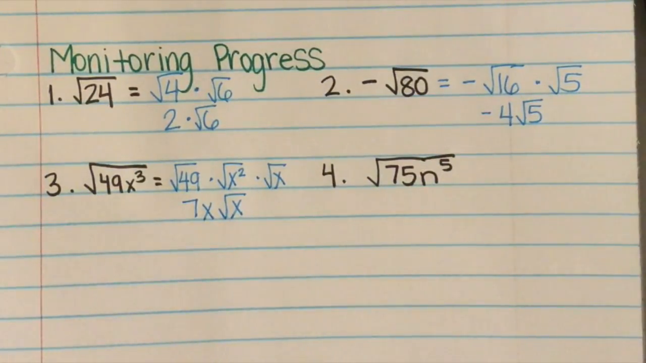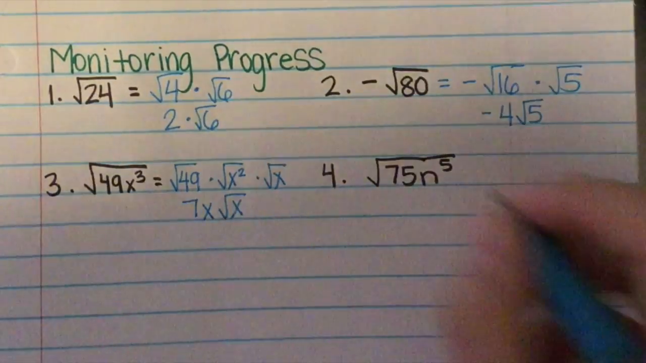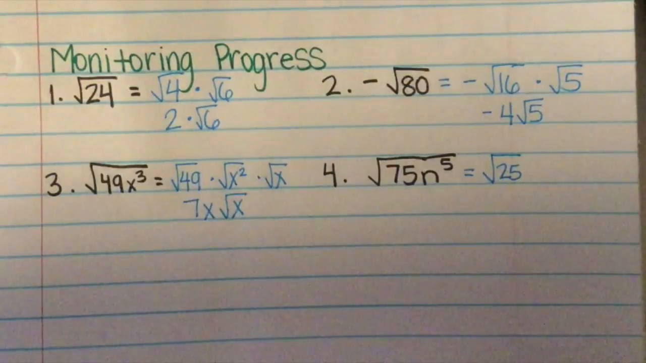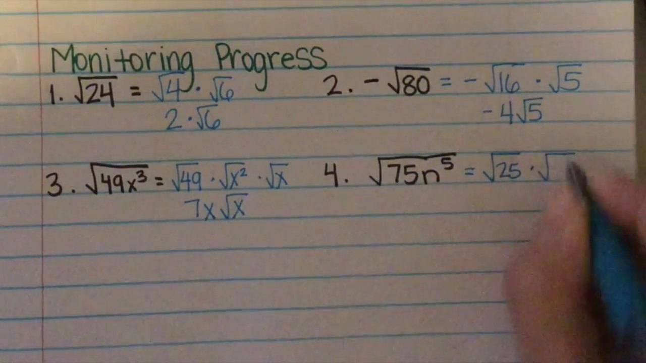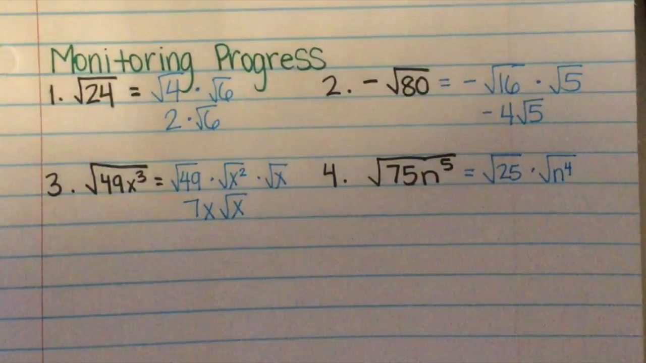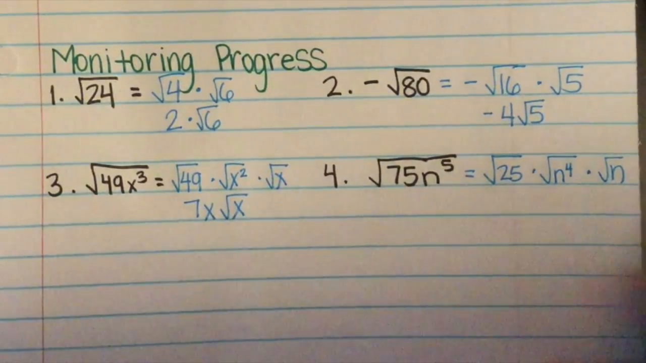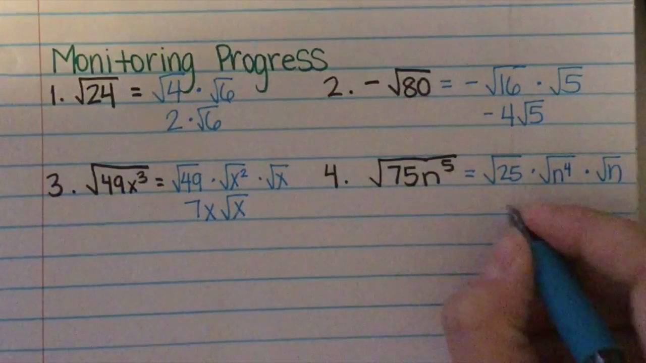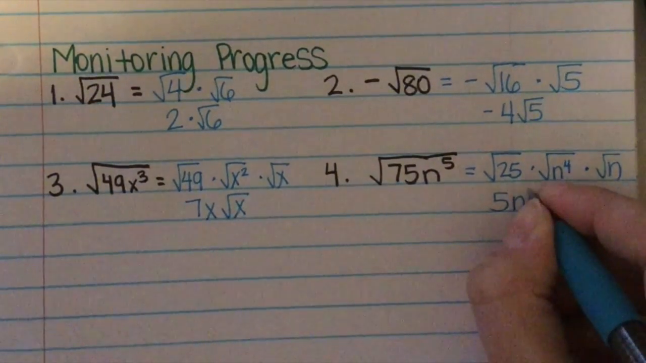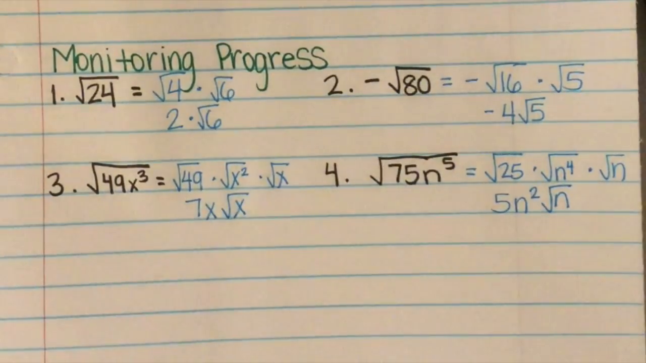And then for our last one, number 4, the square root of 75 n to the 5th. To simplify this, the perfect square that I can pull out is 25. Now to break apart n to the 5th, I'm going to pull out n to the 4th because I need that even exponent, and then all that's left is the square root of n. So to simplify, the square root of 25 is 5. The square root of n to the 4th is n squared, and then multiplied by the square root of n. And that's going to be my final answer there.